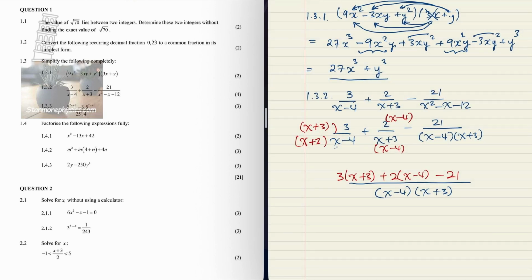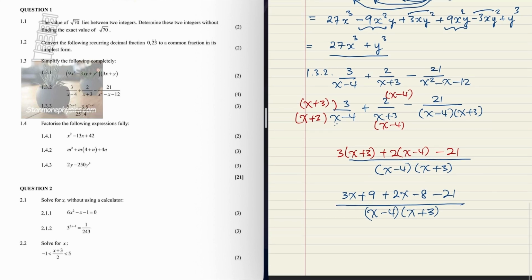Now I can expand these and then simplify. So I will get 3 times x is 3x, plus 3 times 3 is 9, and plus 2 times x is 2x, and then 2 times negative 4 is negative 8, minus 21. And that's all over x minus 4 and then x plus 3.